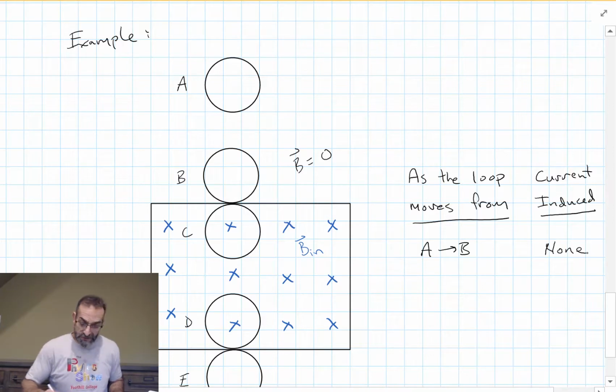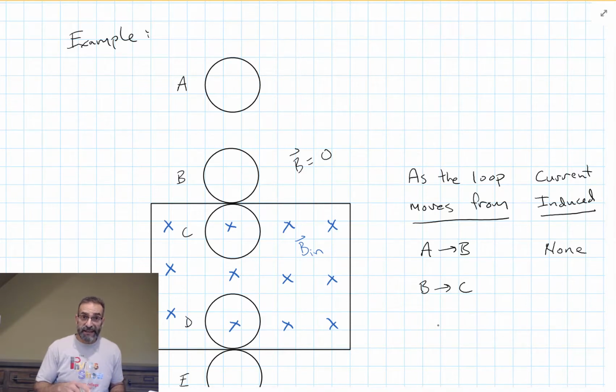As it moves from B to C, do we get induced current? We had no magnetic flux at point B. And as it starts to enter into the region of magnetic field, we start to get a small magnetic flux into the page. And as that loop moves more and more into the region of magnetic field, the flux is getting bigger and bigger. So we have a changing magnetic flux into the page. It's increasing into the page.